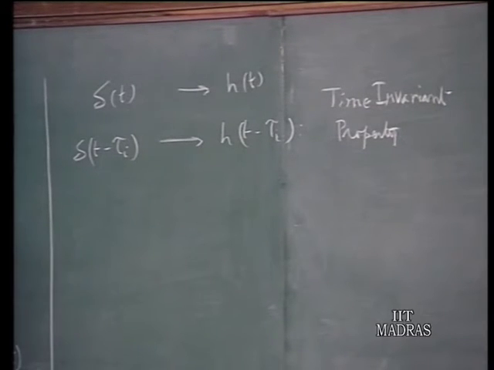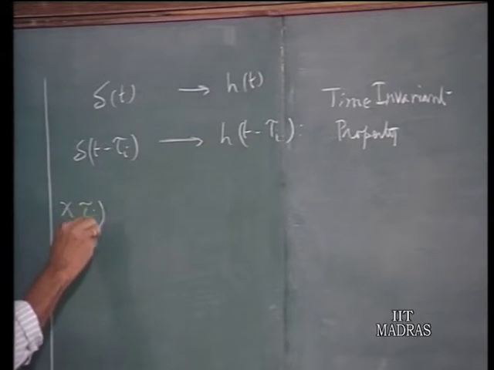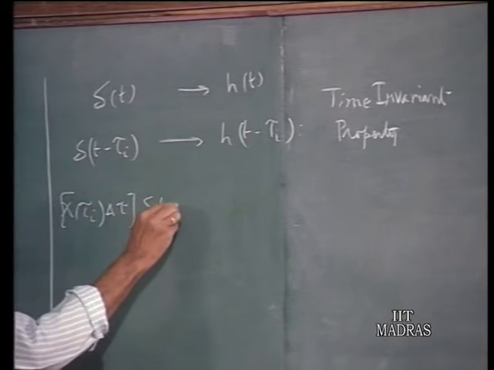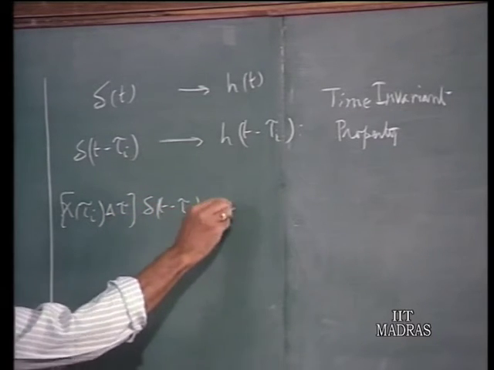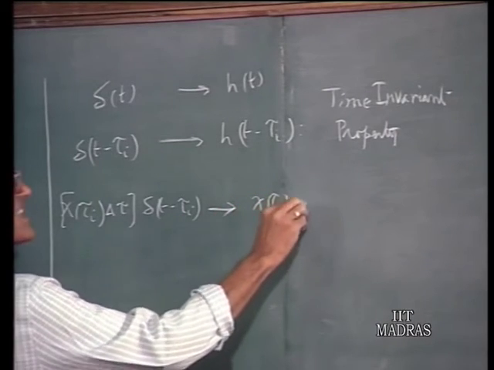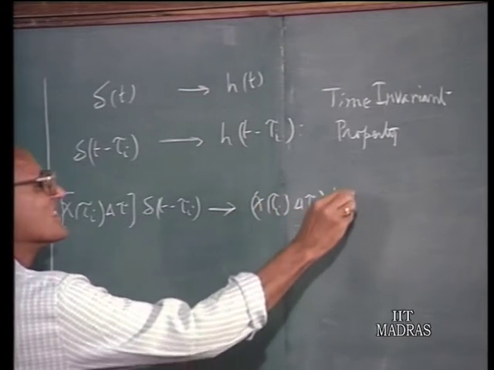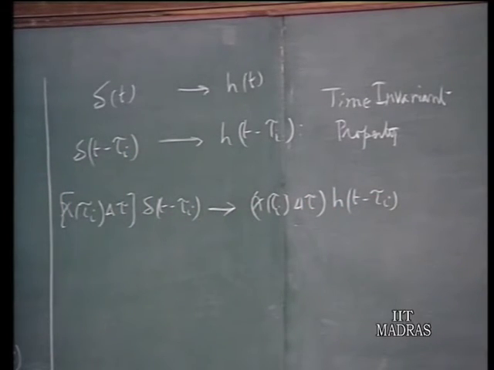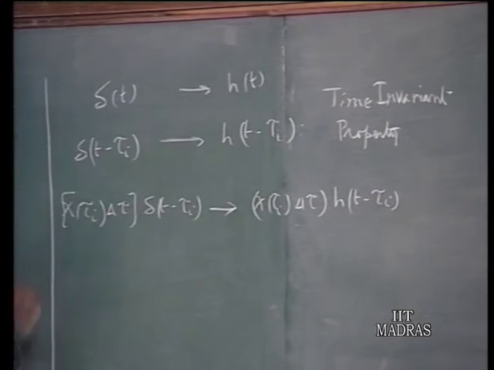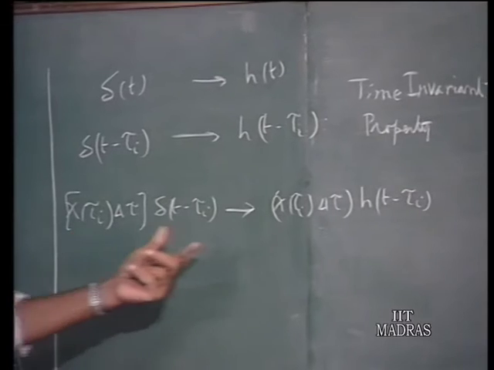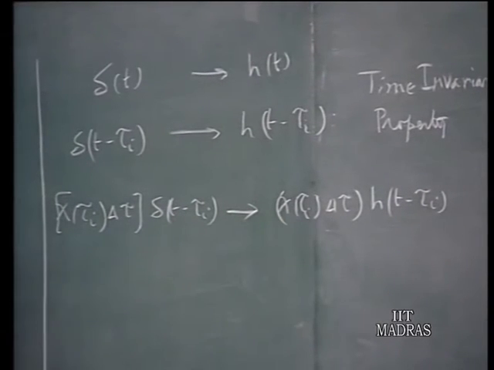And instead of an impulse of unit magnitude, suppose you have x tau I delta tau, that is the magnitude of the impulse, delta t minus tau I. If that is the input, you get correspondingly x tau I delta tau h of t minus tau I. So, a shifted impulse will give rise to a shifted impulse response, and impulse magnitude increased by this amount will also give rise to a response which is increased by the same amount.